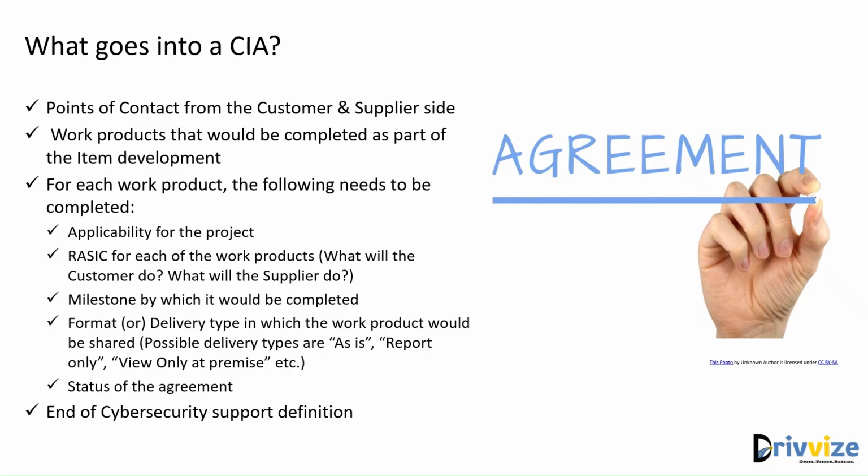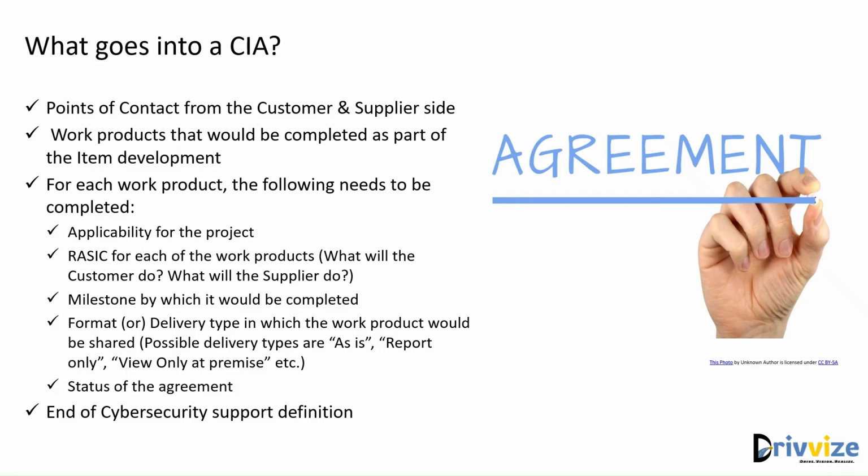And then the CIA is nothing but a whole list of work products that would be completed as part of the development cycle. Typically, the list of work products that go into a CIA are the work products that are laid out in the standard. In the ISO 21434, there are a whole set of work products. If I remember right from the top of my head, it is somewhere around 42 work products that are laid out in the ISO 21434. And so as a first starting point, you need to have these 42 items recorded in your CIA.